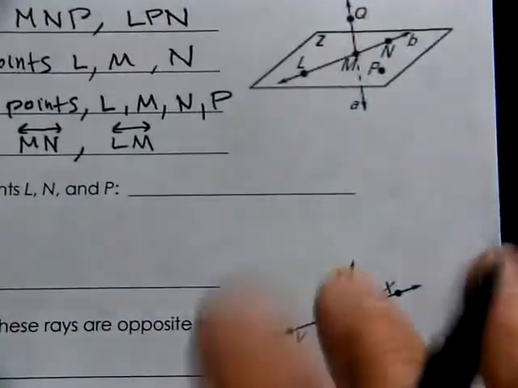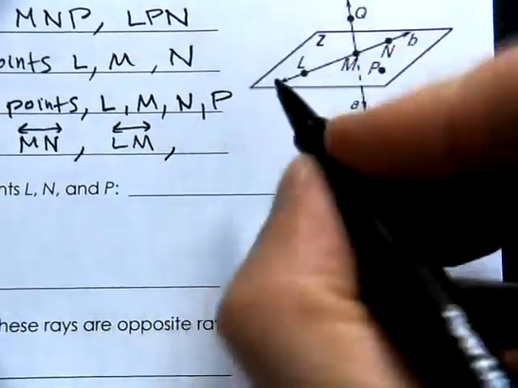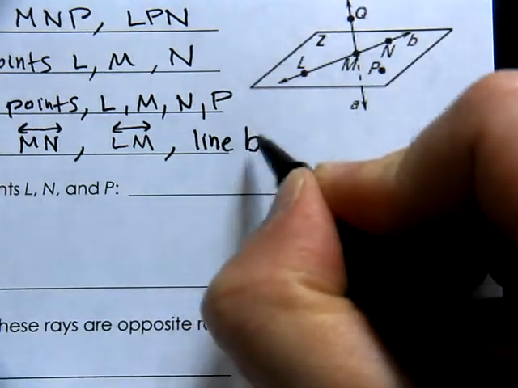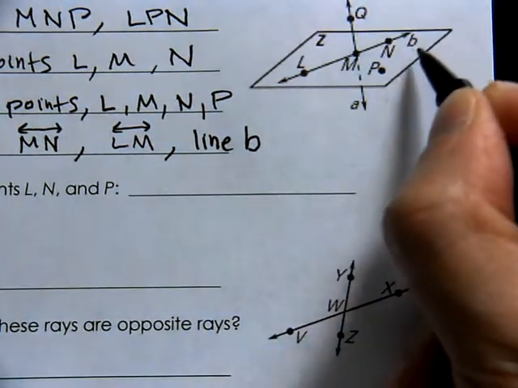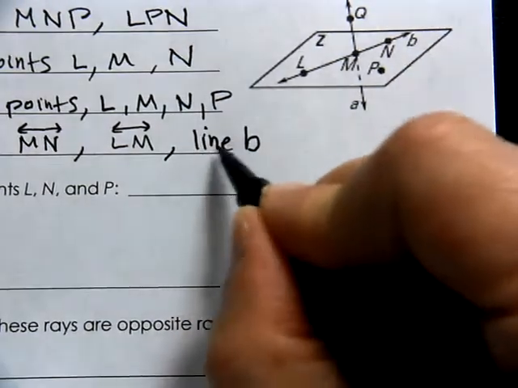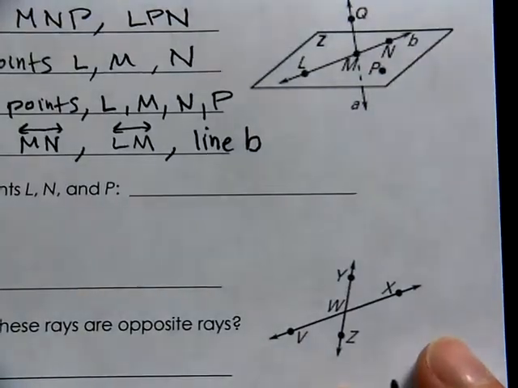Now it just asks for 2, but let me give you one more. You could also call it line b. Right? You can use that lowercase italicized letter that's off to the side of the line as the name, as long as you put the word line in front of that letter.